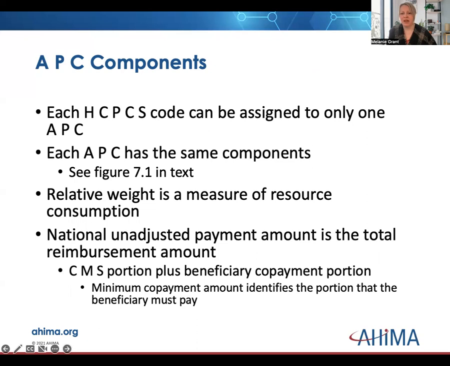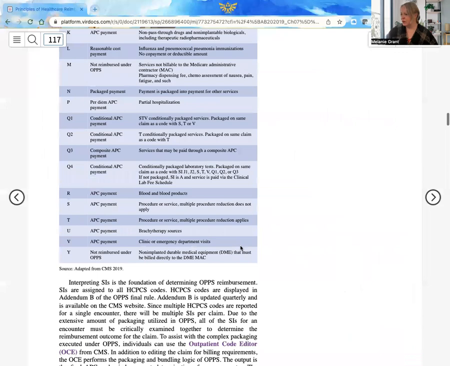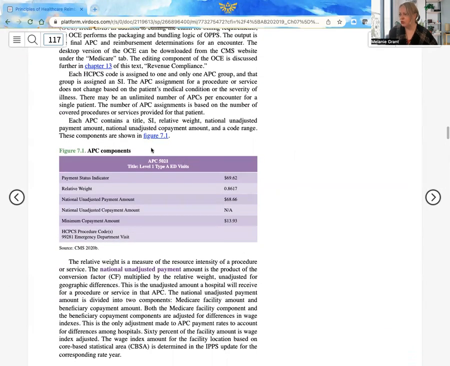The first thing to keep in mind is that each HCPCS only has one assigned APC. So if we go back to our figure 7.1 in the text, we'll see what this looks like. An APC of 5021, which is listed on the visit itself. So this is somewhere in the system saying what kind of APC it is. It's going to indicate all kinds of information about a patient coming into the office.